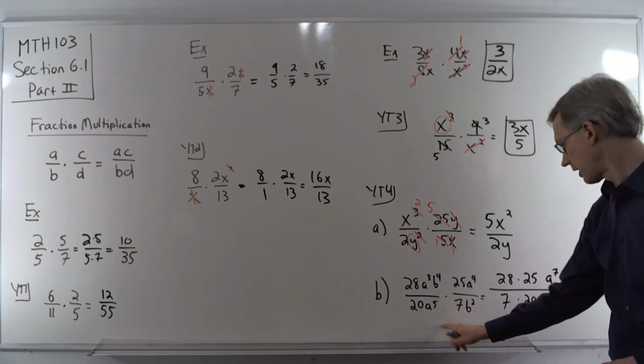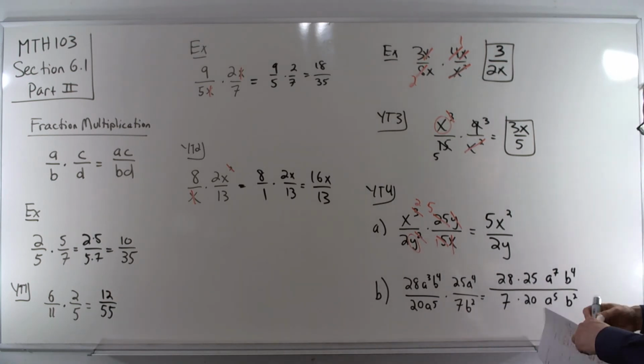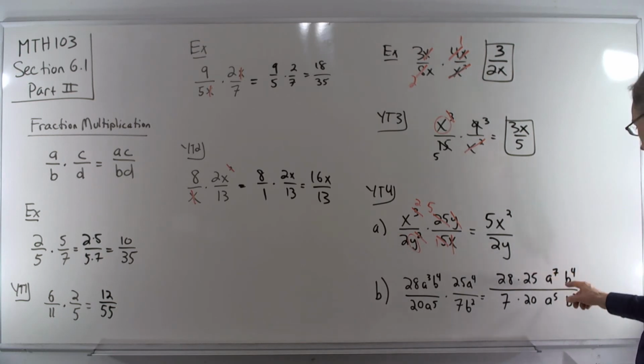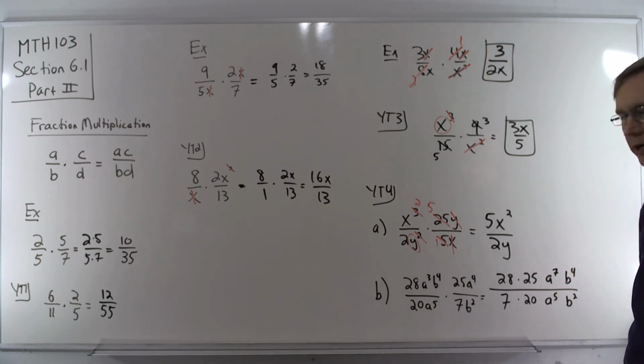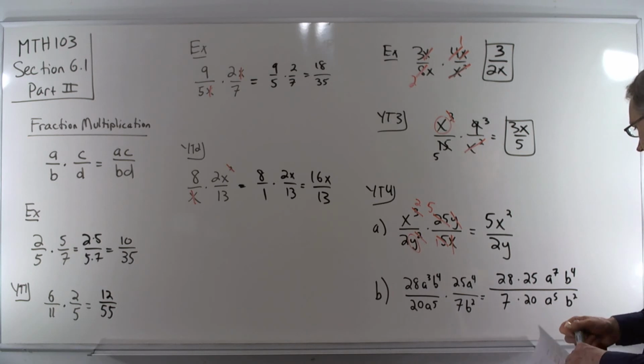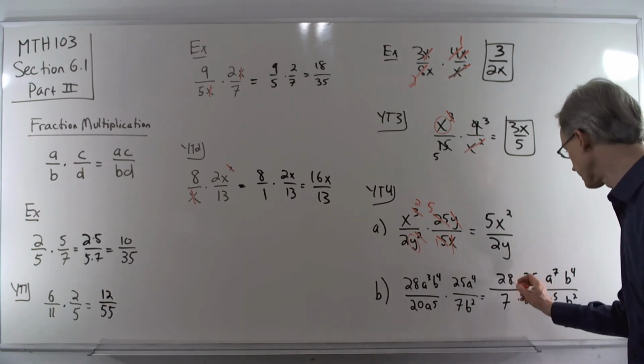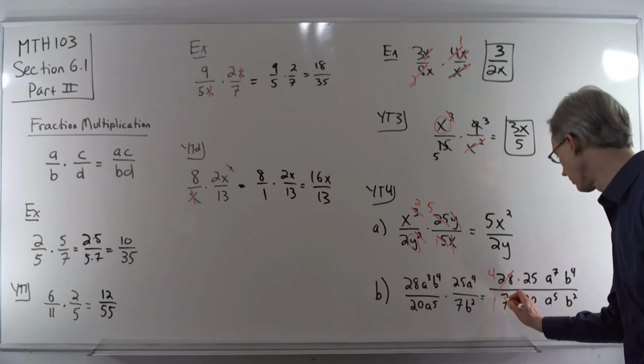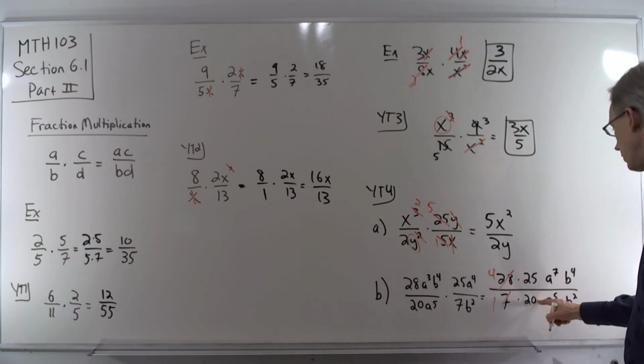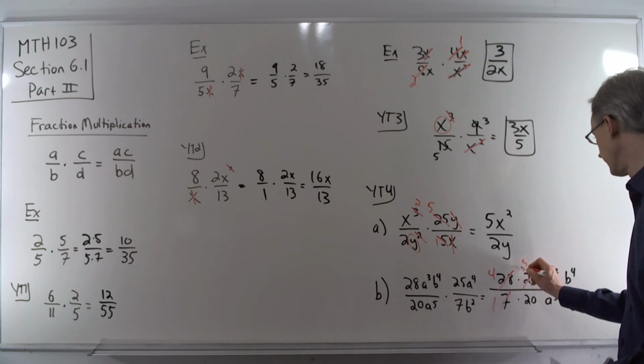So I've included everything, I haven't forgotten anything, and all I've done is rearrange things so that the things that cancel are going to be right on top of each other. And now when we go to cancel, things are going to be a lot easier. So 28 over 7, 28 divided by 7 is 4, so we get 4 over 1 here. 25 over 20, that fraction reduces to 5/4.